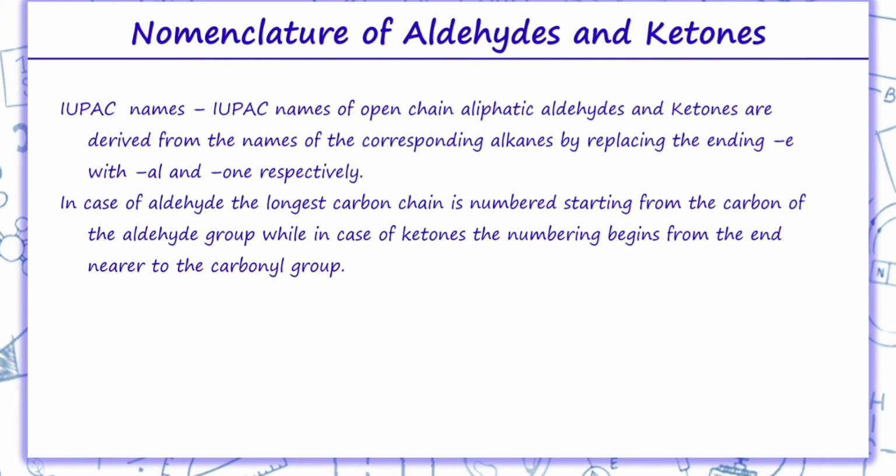Now coming on to the IUPAC name of aldehydes and ketones. IUPAC name of open chain aliphatic aldehydes and ketones are derived from the names of corresponding alkanes replacing e with al and one. If it is aldehyde, we will write al, and if it is ketone, we will write one. For example, we have HCHO. So HCHO will be written as methanal because it is aldehyde.